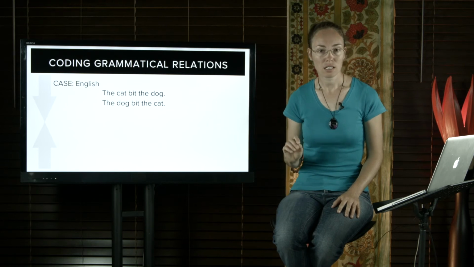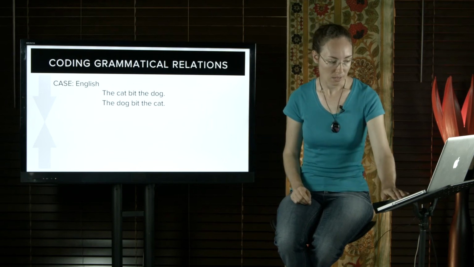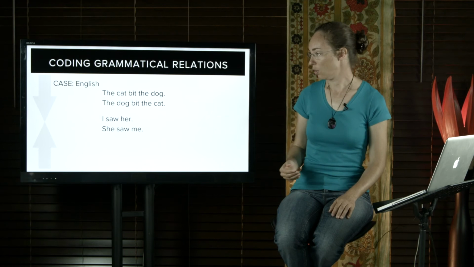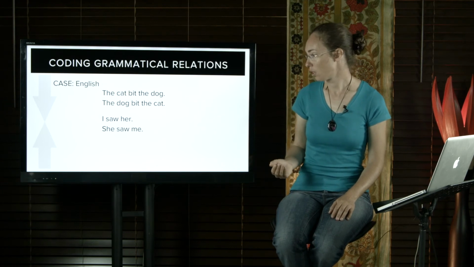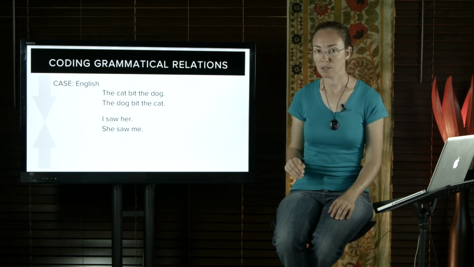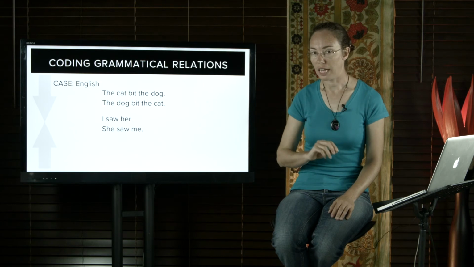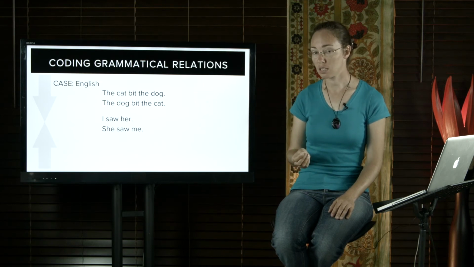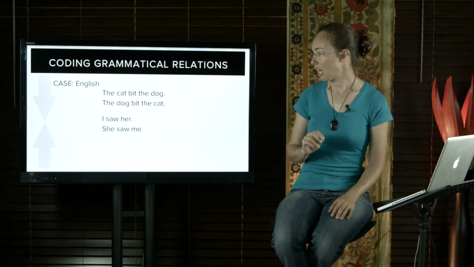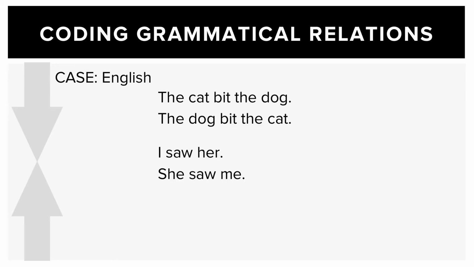But English does have case marking on pronouns. So we say, I saw her, she saw me. We only say I or she if the person is the subject, and we only say me or her if the person is the object.